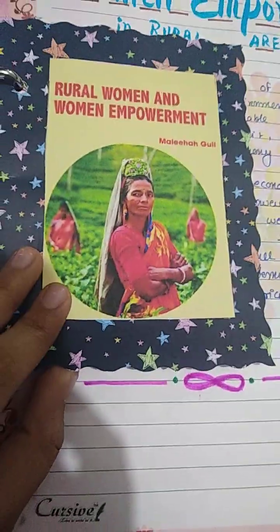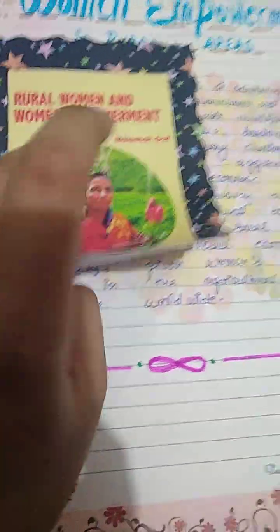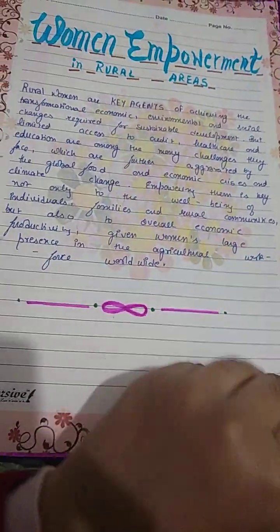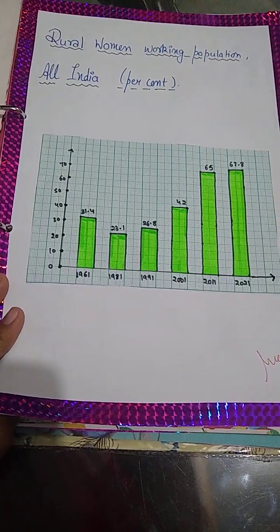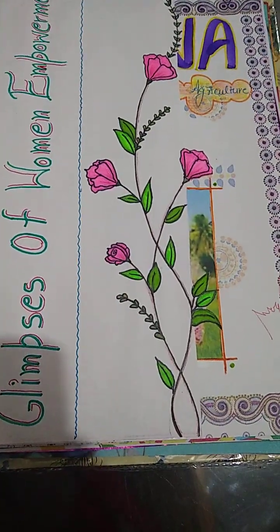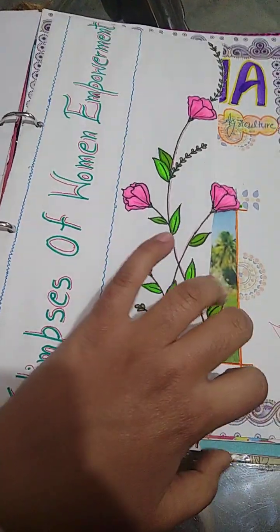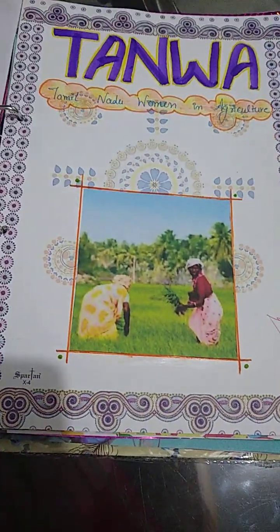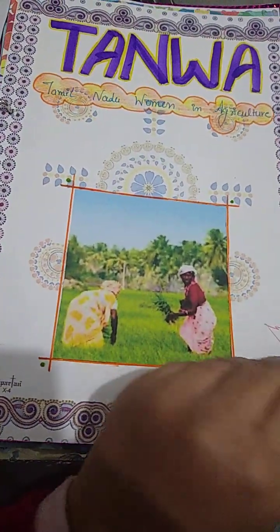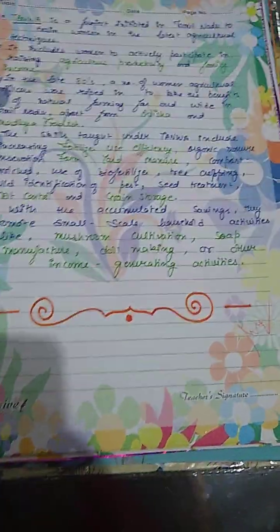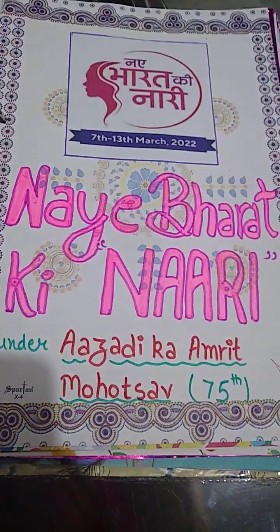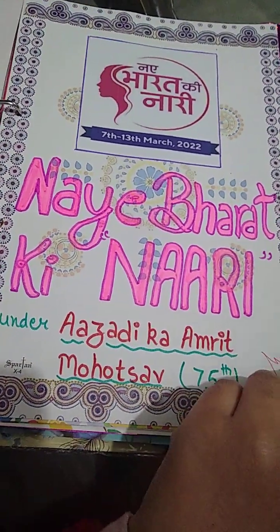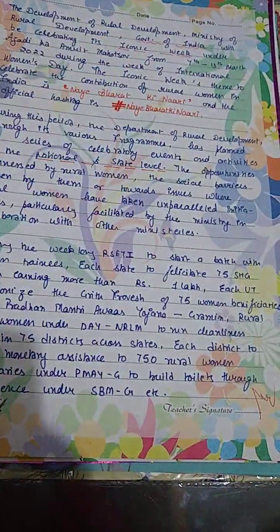First of all, we are talking about rural women and women empowerment. Then the graph showing women empowerment in India. Then some glimpses of women empowerment, how it works. This is basically TANWA, Tamil Nadu Women in Agriculture. They basically participate to promote agriculture activities. Then this is a scheme under Azadi Ka Amrit Mahotsav, Naye Bharat Ki Nari. It's the intro about it.